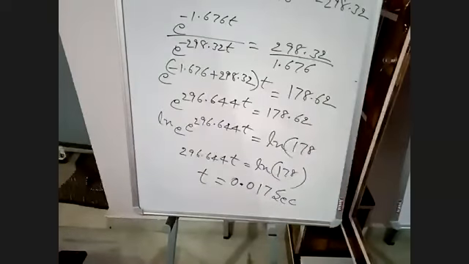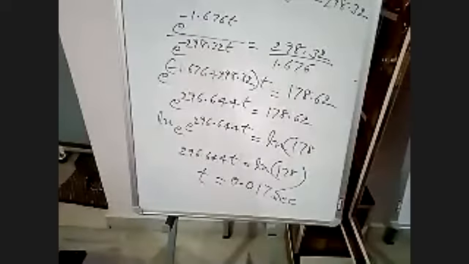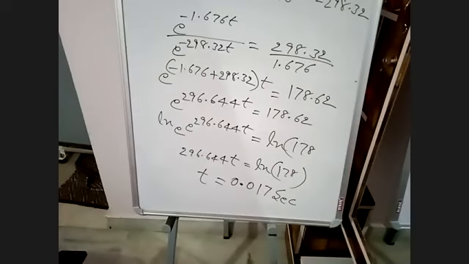Now if you substitute this time in the current equation, what is the equation for the current we have written? Equation 5. Yes. In equation 5, substitute this t value 0.017 in place of t, and we will get the maximum current.